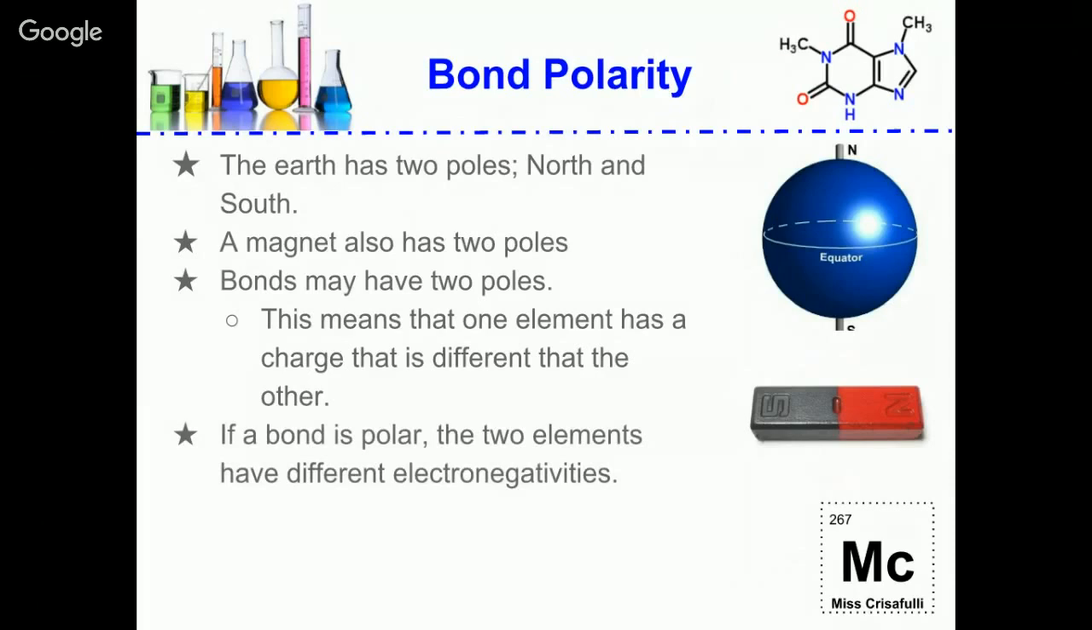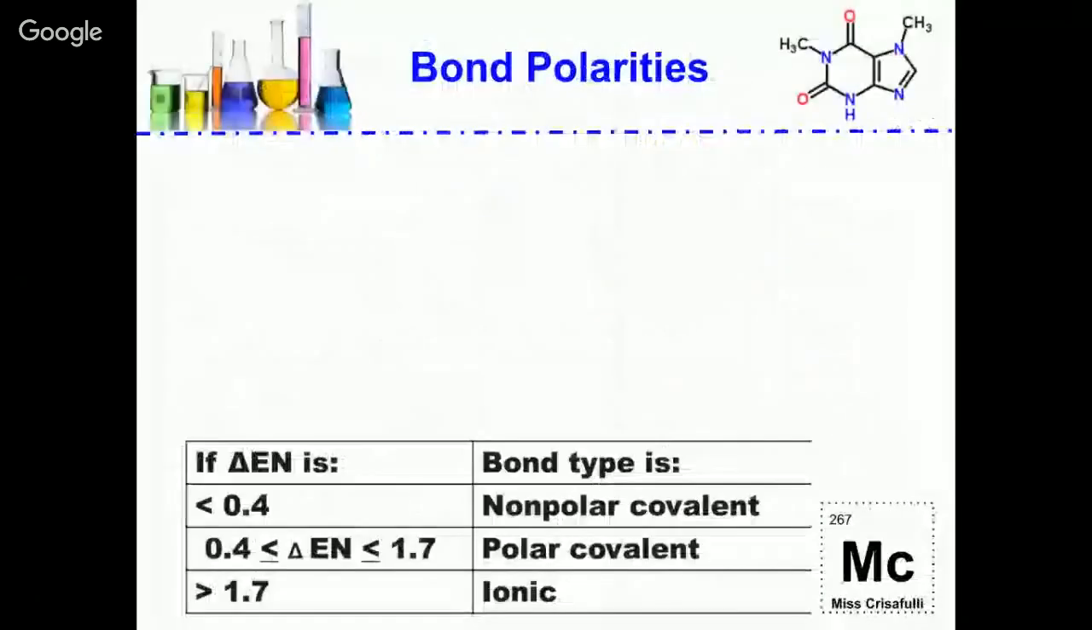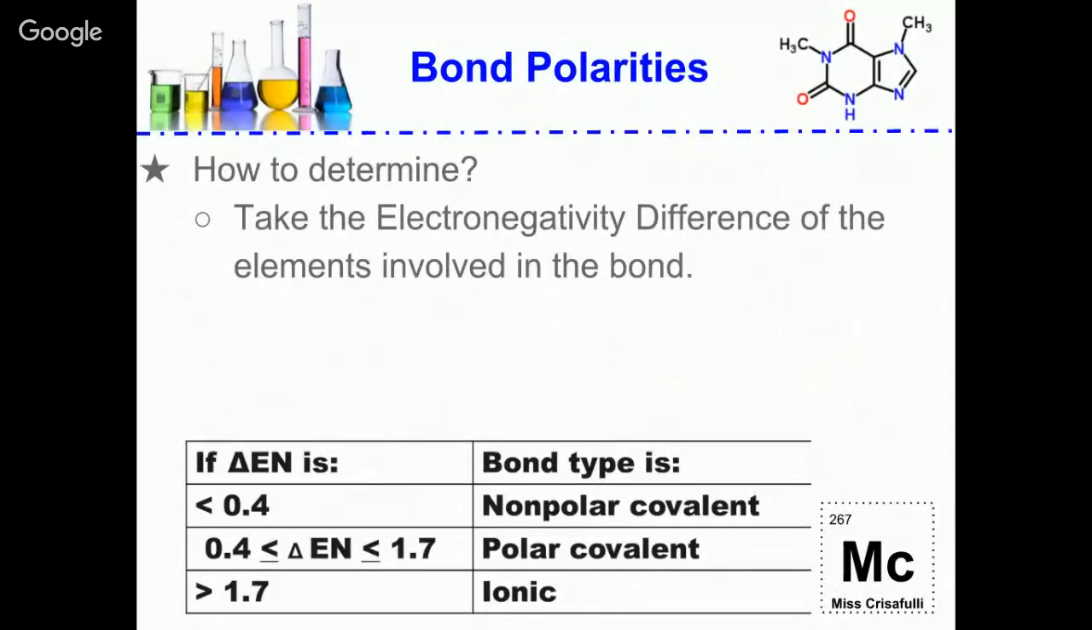If the bond is polar, the two elements are going to have different electronegativities. Remember, electronegativity is how much an atom wants electrons. And so the element with the higher electronegativity is going to be the one that's more negative in your bond. So how do we figure this out? We take the electronegativity difference of the elements involved in the bond.